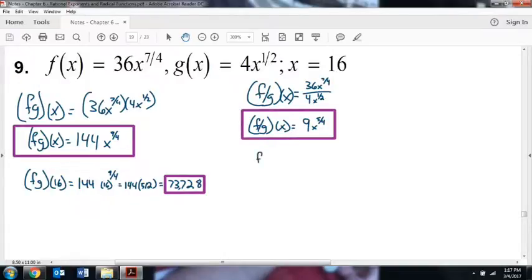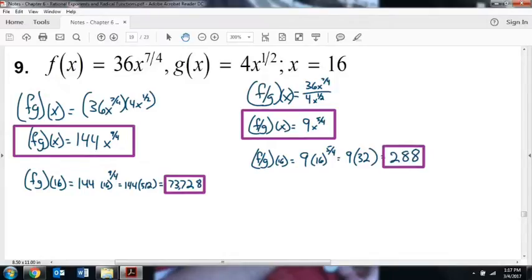And then your equation, f divided by g of 16 equals 9 times 16 to the 5/4, which I'm pretty sure is 32, but let me check that real quick. 16 to the 5/4 is 32, and 32 times 9 is 288. There you go. Good luck to you.